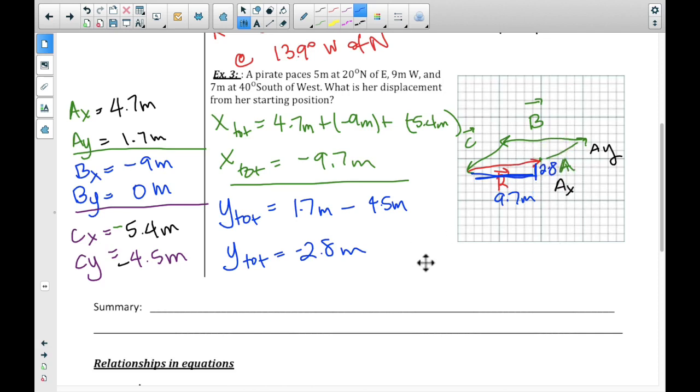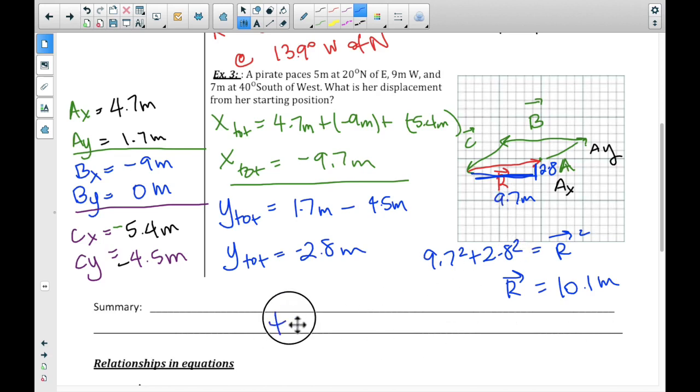And so now I can do the Pythagorean theorem with those numbers and come up with my resultant magnitude. I'm getting a resultant vector of 10.01, let's call that 10.1 meters. And I need to find out my direction. So my direction is going to be inverse tan. Tangent of theta is 2.8 over 9.7, so I can do inverse tan of that, and I'm getting 16.1 degrees.